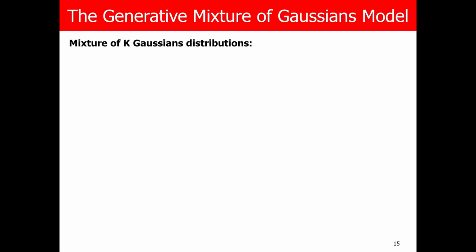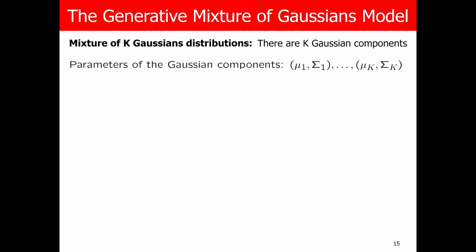First, let's see how we can generate more data from a mixture of Gaussians model assuming that the parameters of this model are known. We are given k Gaussian distributions. We call them the Gaussian components of the mixture of Gaussians model. The parameters of these k Gaussian distributions are mu 1, sigma 1, and so on, mu k, sigma k. Here, mu i is the mean and sigma i is the covariance of the ith Gaussian distribution.